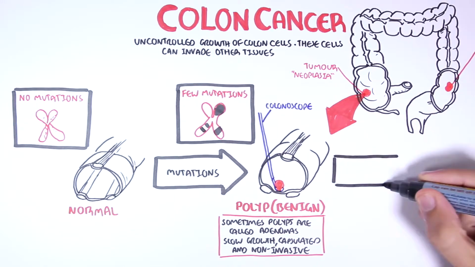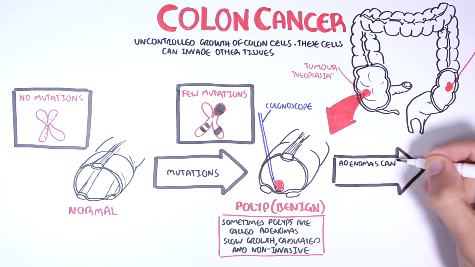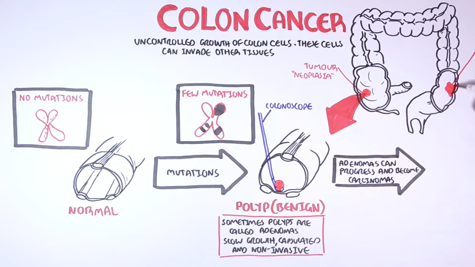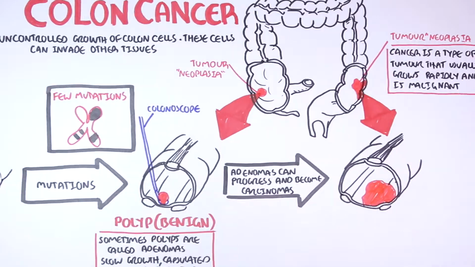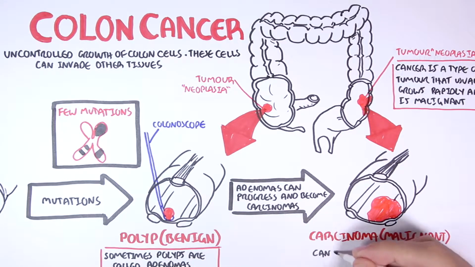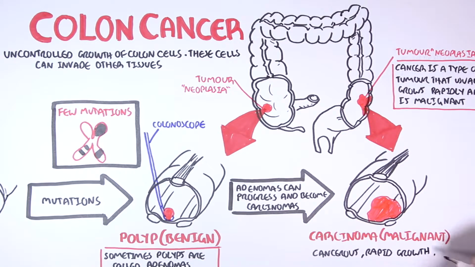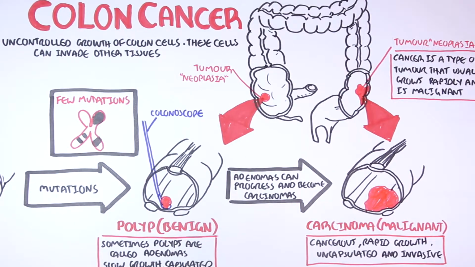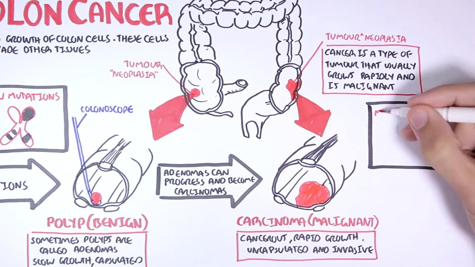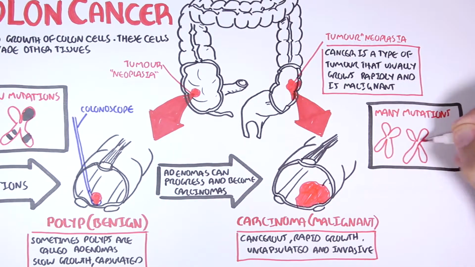Now, some adenomas can progress and become carcinomas. Carcinomas are the deadly ones. They are malignant. Carcinomas are cancerous. They grow rapidly, are unencapsulated, and are invasive. For colon carcinomas to develop, for example, we would expect to see multiple mutations in the DNA of many chromosomes.